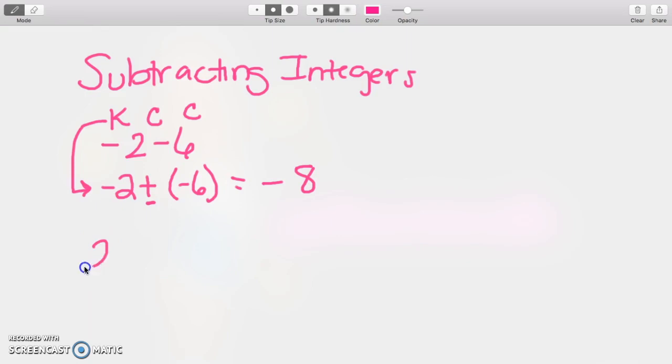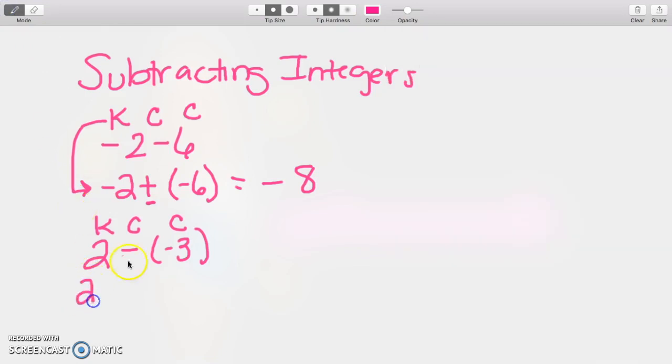You may have 2 minus a negative 3. You're still going to keep, change, change. Keep in mind, we're only using keep, change, change when we're dealing with subtraction. Notice our subtraction sign here. Notice that's telling us minus a negative 3. Okay, so let's go ahead with the process: keep, change, change.